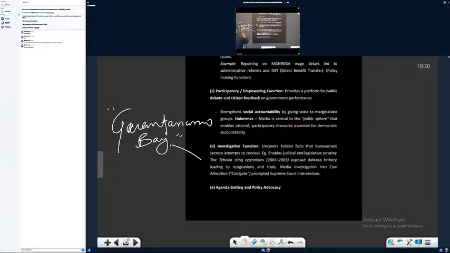Guantanamo Bay. In Guantanamo Bay, what was happening was... One of you write this example and give it to me at the end of the class. You are writing this, no? Guantanamo Bay, right? Under investigative function.